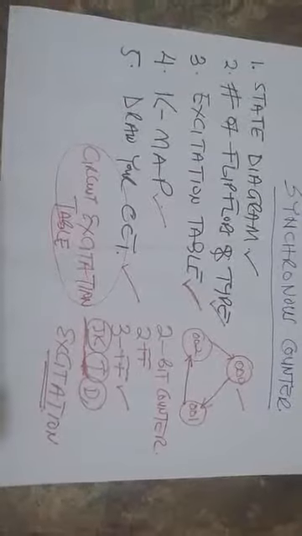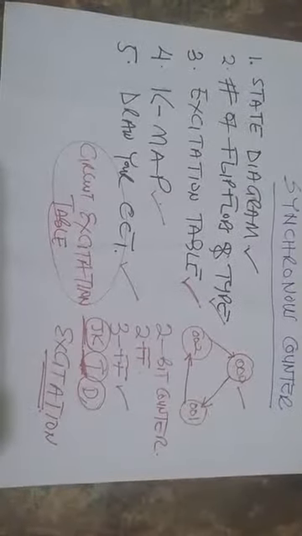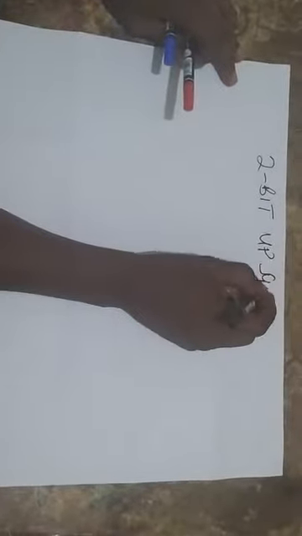Now let's take an example. We want to look at an example by going through these steps. And in this example, we are going to design a 2-bit up synchronous counter.